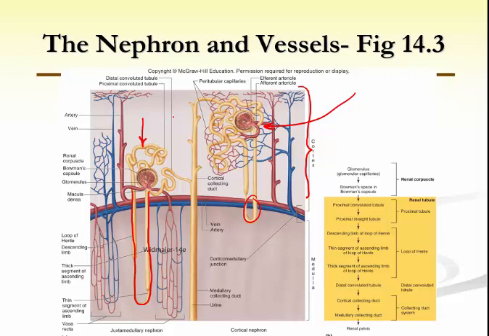And that is going to provide a greater efficiency in water reabsorption, which we'll see a little bit later with the loop of Henle in the juxtamedullary nephrons. Now, humans have about 80 to 85% juxtamedullary nephrons, which means we are really efficient at reabsorbing water from the urine that is being produced in the tubules of the nephron.